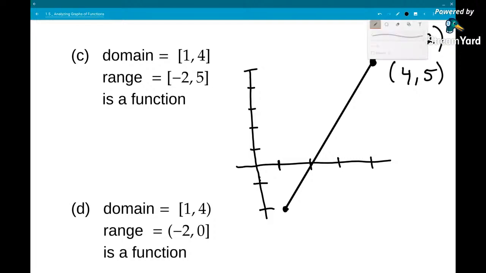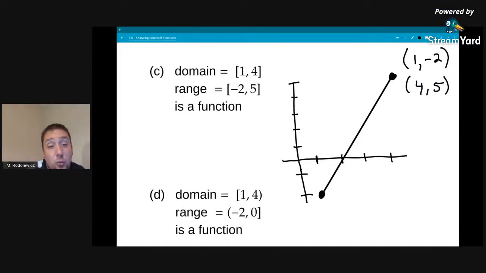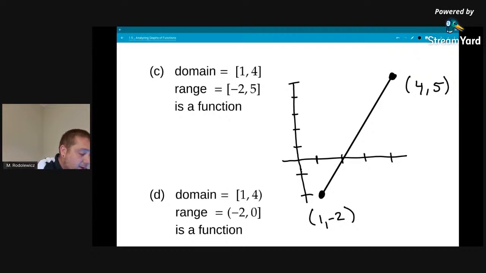This is one of an infinite number of graphs that meet it. Okay. This is one of an infinite number of graphs that would work. And I'll show you how. So for instance, I've already shown that this point is (1, -2), and that this point up here is (4, 5). Okay.